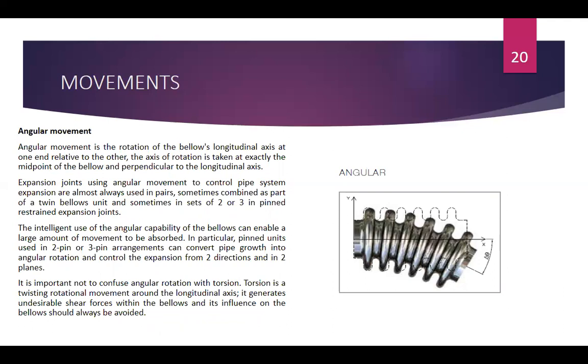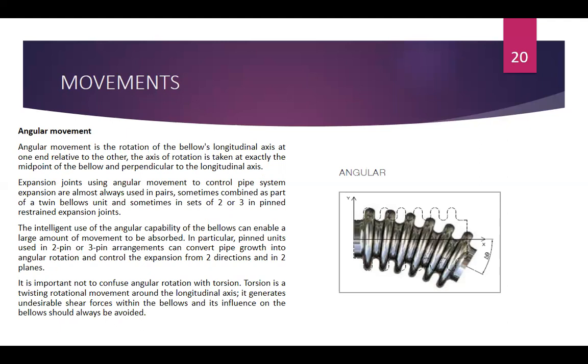The angular movement is the rotation of the bellows longitudinal axis at one end relative to the other. The axis of rotation is taken at exactly the midpoint of the joint and perpendicular to the longitudinal axis. Expansion joints using angular movement to control pipe system expansion are almost always used in pairs, sometimes combined as part of a twin bellow unit and sometimes in sets of 2 or 3 in pinned restrained expansion joints.